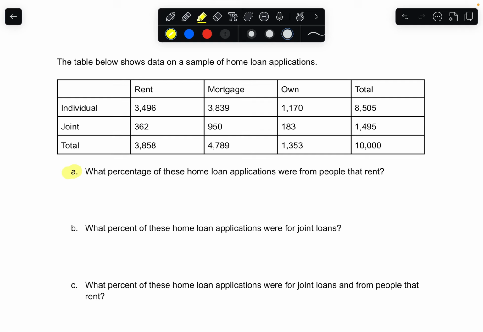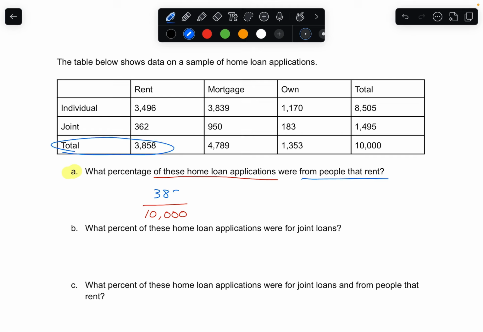I like to start these problems actually thinking about the denominator. What's the whole group that I'm choosing from? So in this case, this says of these home loan applications, meaning of all of the applications that we're looking at. So out of the 10,000 applications that we have in our sample, how many of them were from people that rent? So I'm going to say, well, how many renters did we have? If I look at the column total for that, we have 3,858. So this is how I would calculate that percentage.